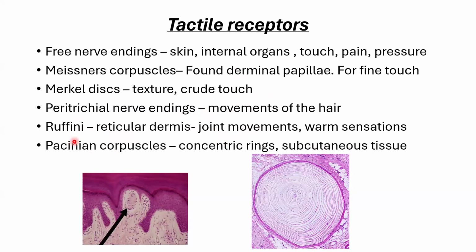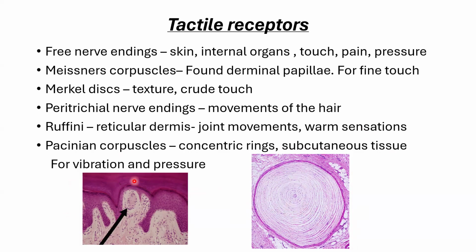And then we have Pacinian corpuscles. They have concentric rings, as you saw here, which look like an onion. They are found in the subcutaneous tissue, as you can see here, and in other structures such as tendons and muscles. Pacinian corpuscles perceive vibration and pressure.